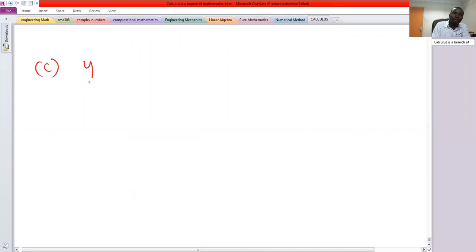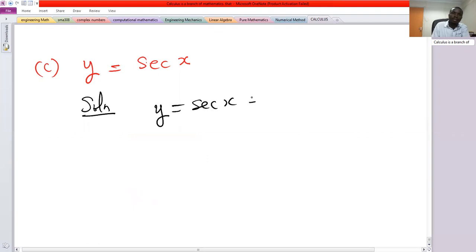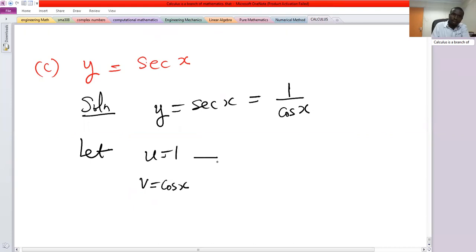Third, y is given by sec x. So by definition, sec is the same as 1 over cos. So, solution: y equals sec x is the same as 1 over cos x. So we let u be 1 and v be cos x. So this implies u prime is 0, and v prime is negative sine x.